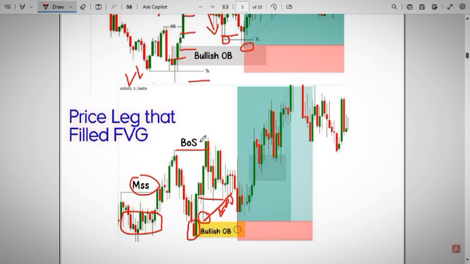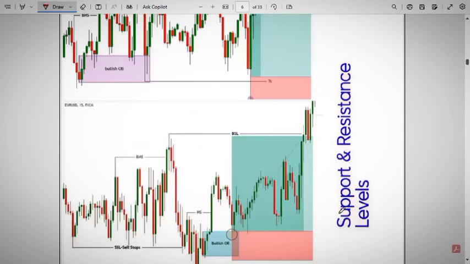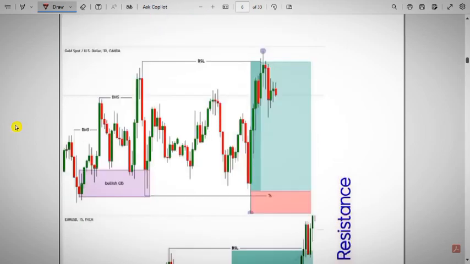Okay, very nice. Another example of inducement is when we're talking about support and resistance levels. So look closely here when we talk about support and resistance levels. Okay, this area here was not a very good point, not a very good time for you to take any entry, to take any trade here. Why? Because look at this.